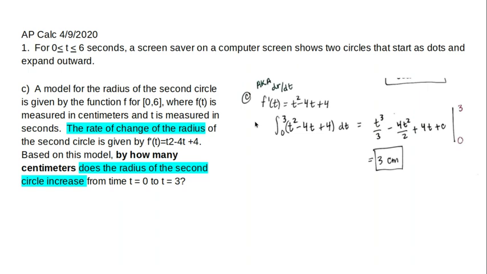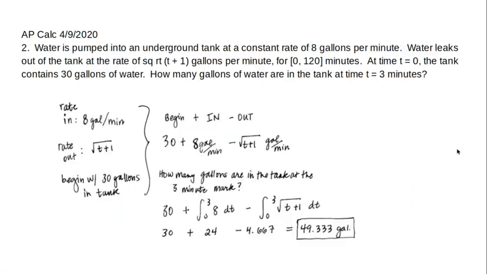Now, you're going to be able to use your calculator on this. So if you plug it in your calculator, you're going to get 3 centimeters. Perfect. Or you could do it by hand. I wouldn't waste your time though. You could do the antiderivative, all those antiderivative rules, and then just evaluate it from 0 to 3.